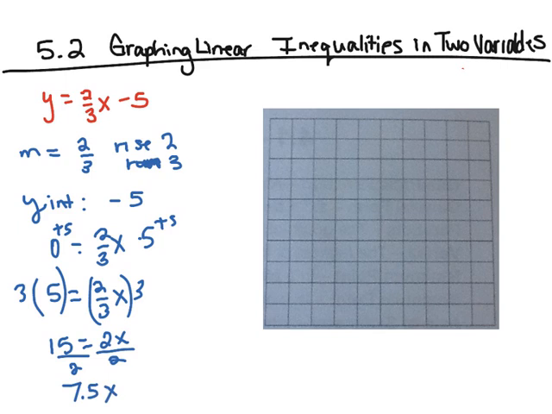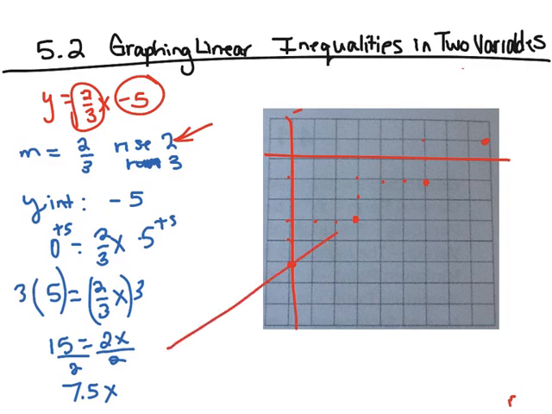Now to graph this, the easiest way: first, plot your y-intercept, so 1, 2, 3, 4, 5. Now just use your slope and go your rise and your run. So up 2 over 3, up 2 over 3, up 2 over 3. And then you connect your dots.